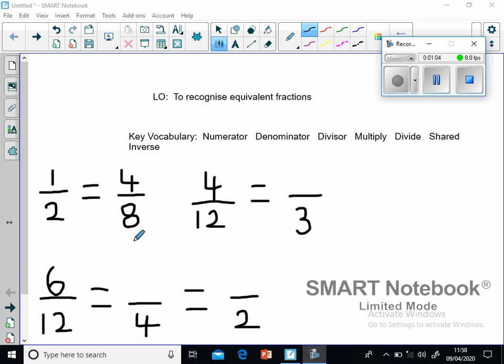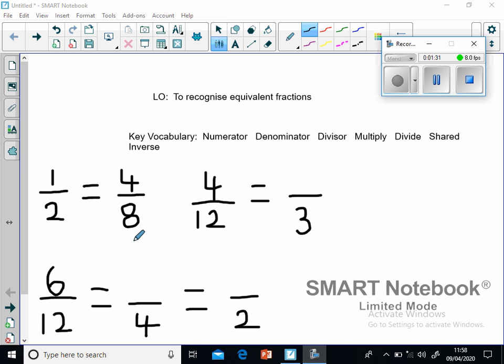Now, you can stop this video whenever you want. But I'd like you to get me two pieces of paper that are the same size. And I want you to fold one into two equal pieces. And then I want you to fold the other into 8. So the second piece of paper, fold it in half again, and then fold it in half again, and you will have 8 equal parts.